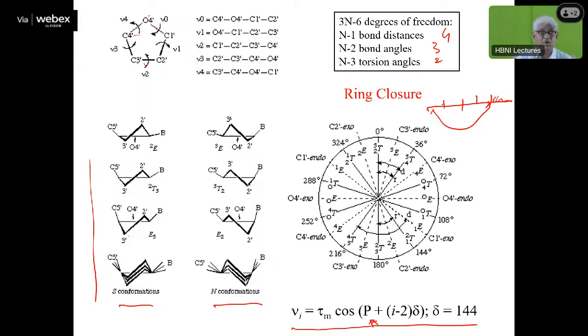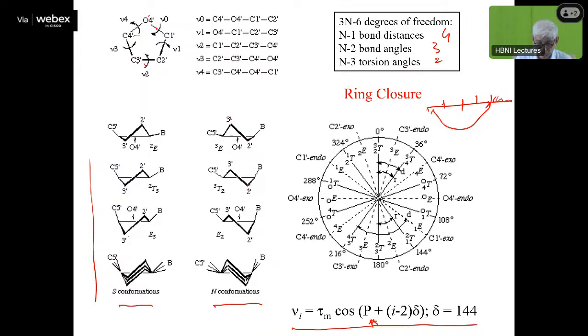Because P is one particular value, I will not change that. For one particular value of P, I define all the 5 torsion angles here. I keep changing i from 0 to 4. P is fixed, and therefore I get various values of nu0, nu1, nu2, nu3, nu4 for one particular value of P, and that will define the relative positions of the 5 atoms in the sugar ring.